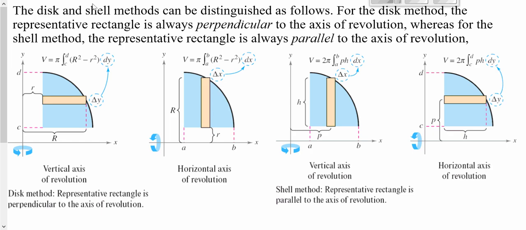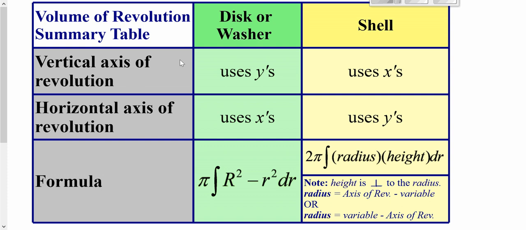Now, keep in mind when you're dealing with shells, you use a slightly different technique, whether you're dealing with x's or y's. With disks, the rectangles are always perpendicular to your axis of revolution, whereas with shells, they're always parallel to your axis of revolution. So in general, if you're dealing with a vertical axis of revolution and you're using disks or washers, you'd use y's. But with shells, you would use x's. For a horizontal axis of revolution, you would use x's for your disks and washers, or y's for your shells.